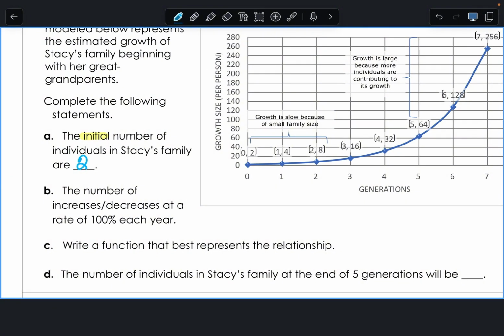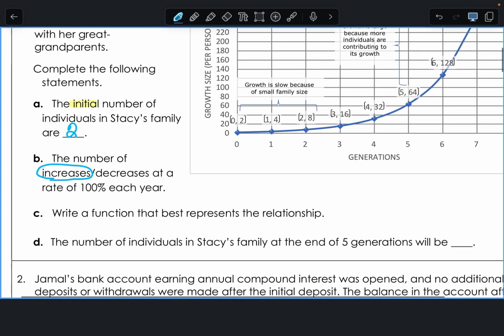Part B. The number what? Increases. The line is going up from left to right. Write a function that best represents the relationship. Well, our equation is y is equal to a times b to the power of x. What is a? A is 2. A is your initial value. What is b?